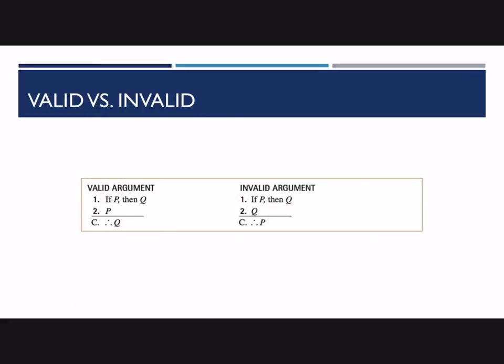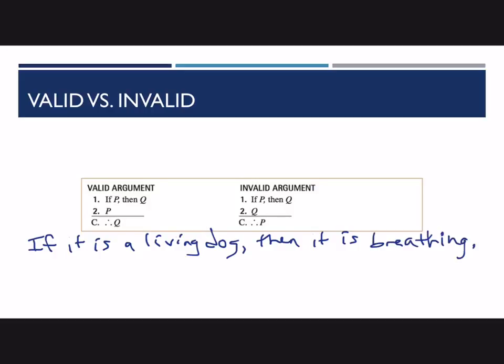Now there's an easy way to make that valid argument into an invalid one, and that's by starting with Q as the second premise instead of P. So let's see what this would look like. Let's do a true argument first. This one's valid and true. Let's say if it is a living dog, then it is breathing. So that's if P, then Q.